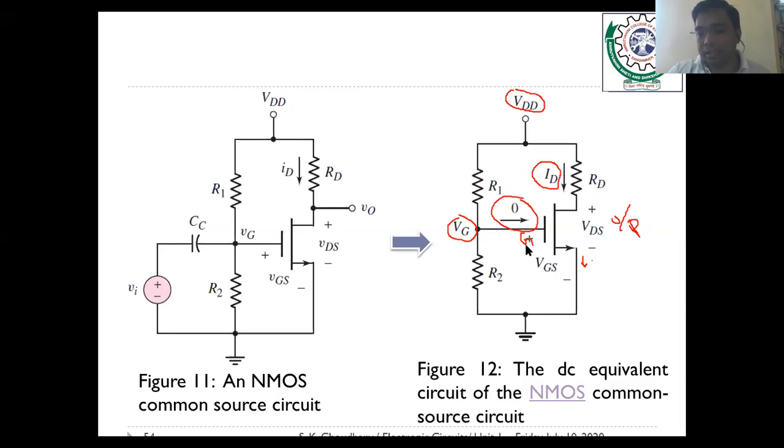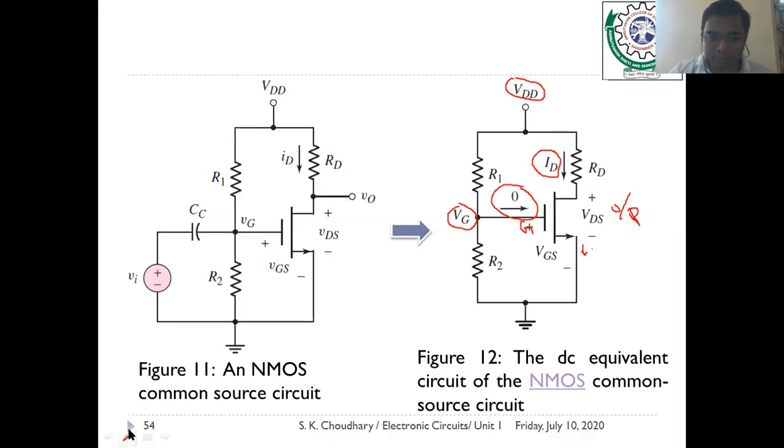And there is another voltage, the input voltage VGS, between the gate and source terminal, because the source is common to the input side as well as the output side. That's why VGS is the input voltage and VDS is the output voltage. So these are the main parameters: VGS, ID and VDS. Another parameter you can consider is the gate voltage.